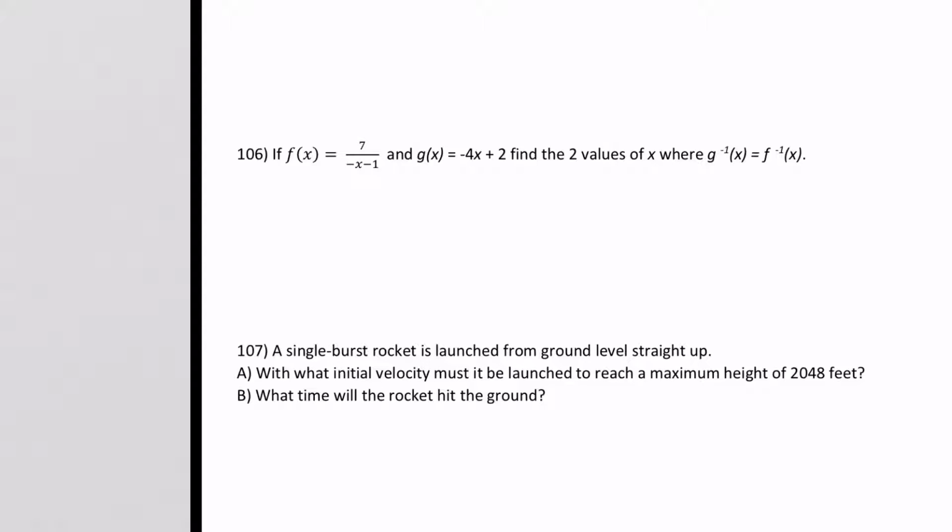So I'm going to do something crazy here. I'm going to use the idea that inverses swap x and y. So I'm going to make the claim that if I want to know the x values where f inverse equals g inverse, that's going to be the same as finding the y values where f equals g.